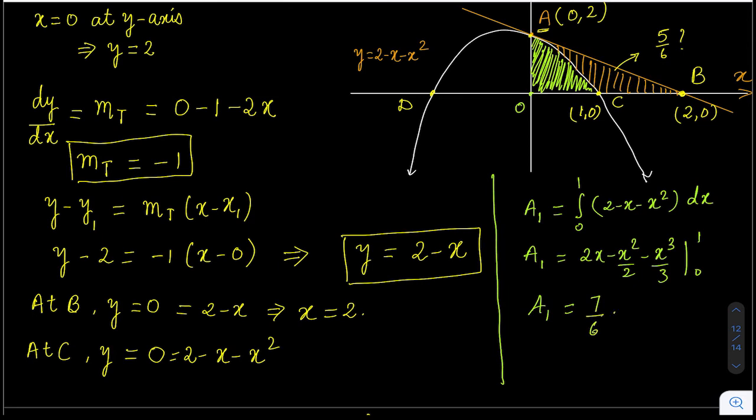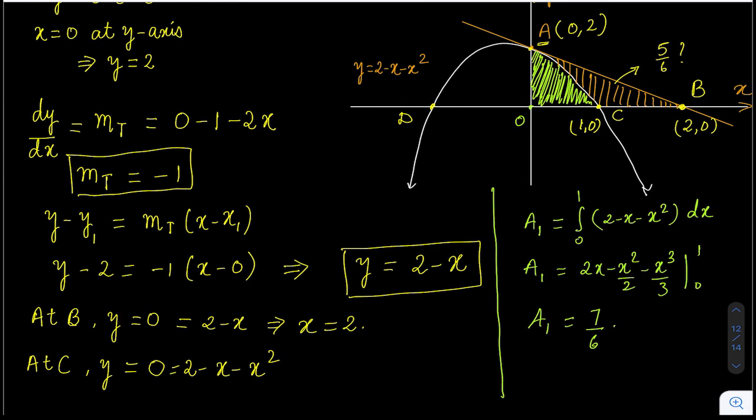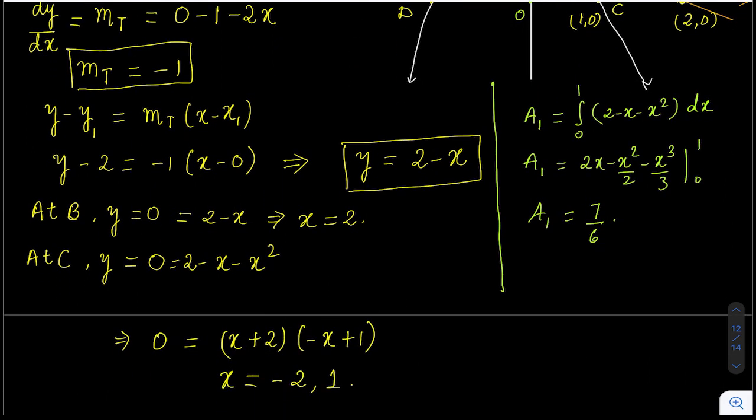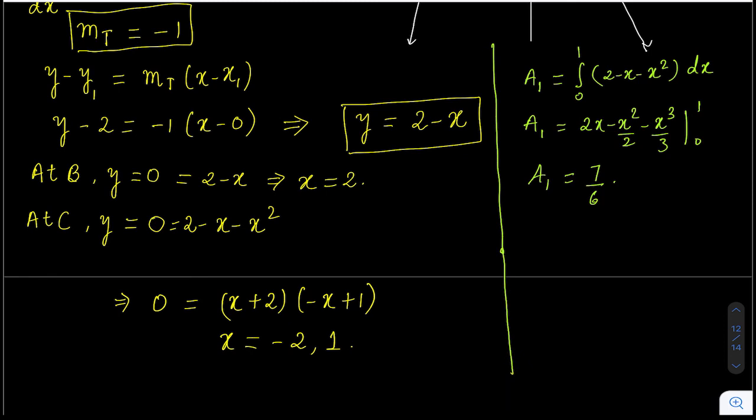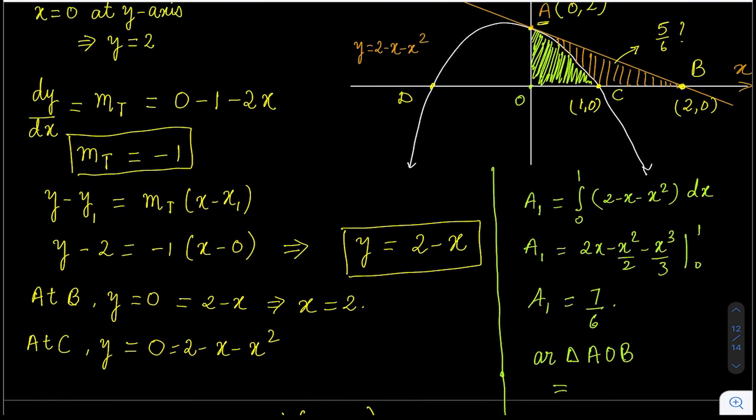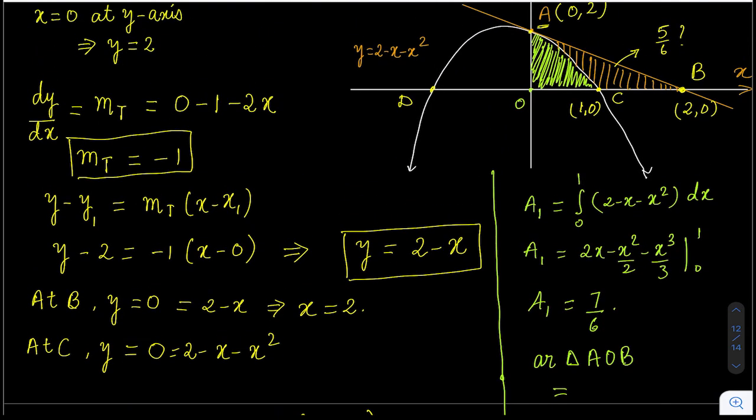So now we have this green shaded area, but what we need is this orange area. Now you have to think, you can pause and think, how can we find this? Okay. So now what you will have to do is find the area of triangle AOB. Because if you have the area of triangle AOB and you subtract this green shaded area, then you get this orange shaded area that we need.